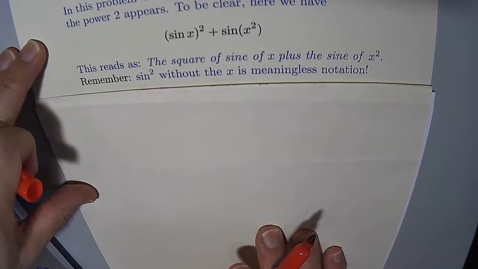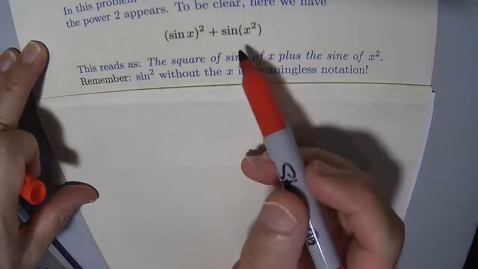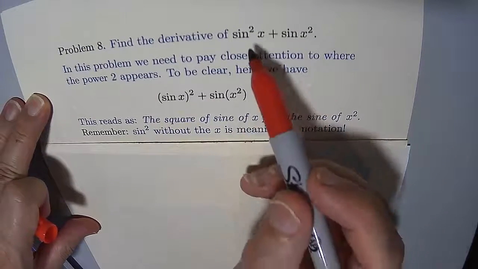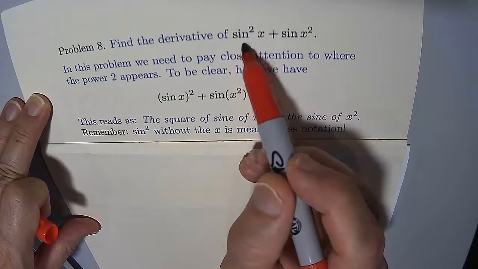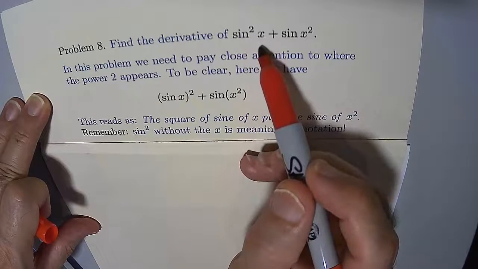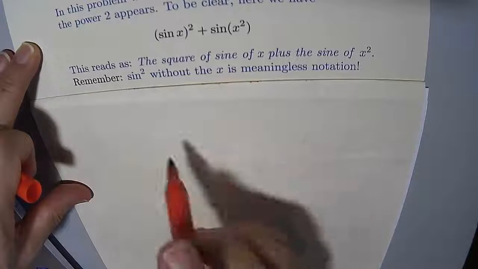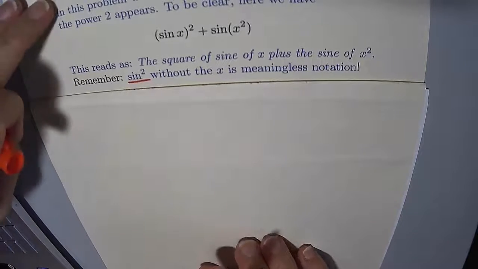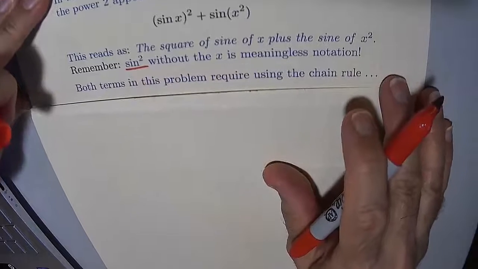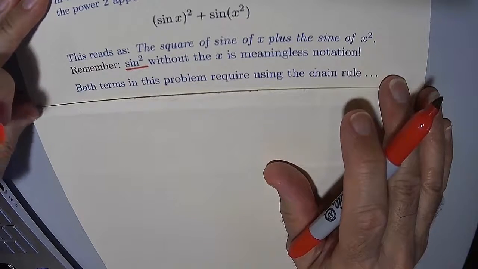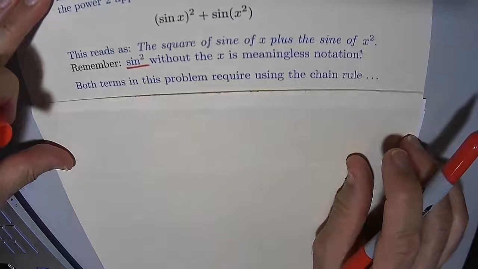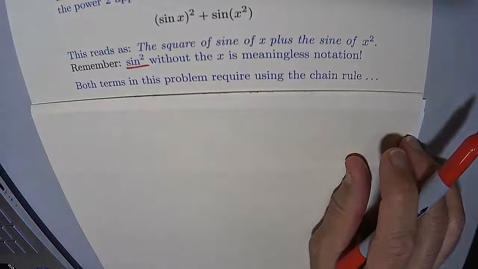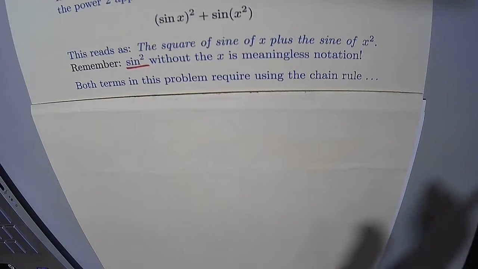And also remember that we cannot go back up here. We cannot isolate this by itself and think of it as this times x, because the notation sine squared without the x is mathematically meaningless notation. Both of these terms will require the chain rule, and we proceed to do them one at a time.